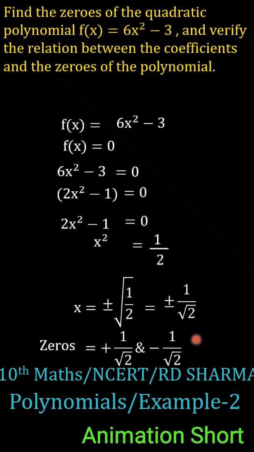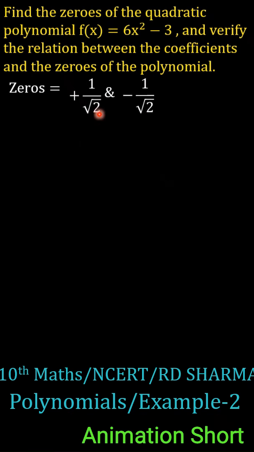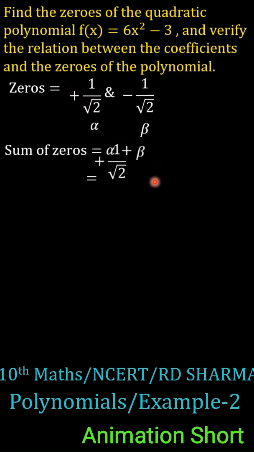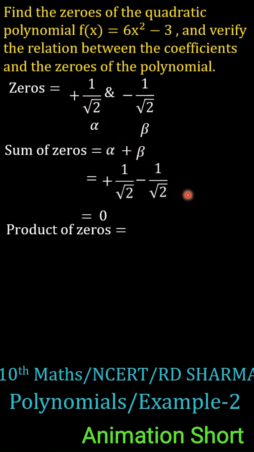Therefore, the zeros of the quadratic equation, that is, zeros of 6x square minus 3 are plus 1 by root 2 and minus 1 by root 2. Let one zero be alpha and another be beta. Now we find the sum of zeros, that is alpha plus beta. Substituting the values of alpha and beta and simplifying, we get plus 1 by root 2 minus 1 by root 2 is 0.